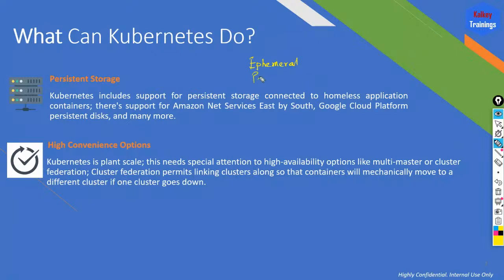Ephemeral and persistent. These two are antonyms. You know antonyms? Opposite words. So ephemeral is temporary, short term. And this is permanent.